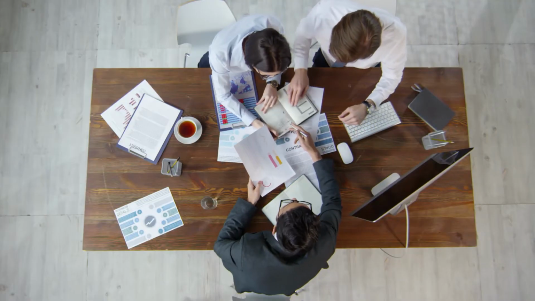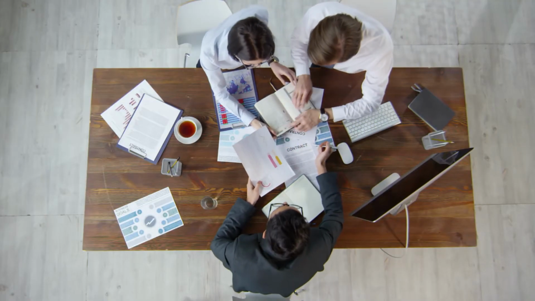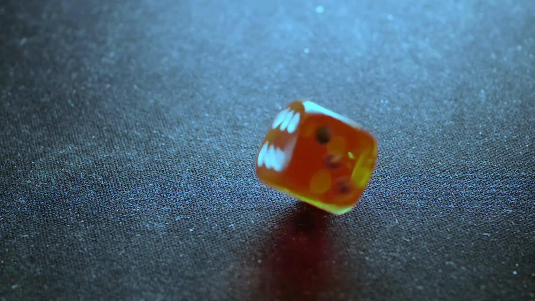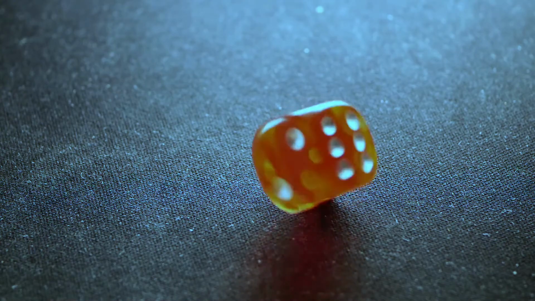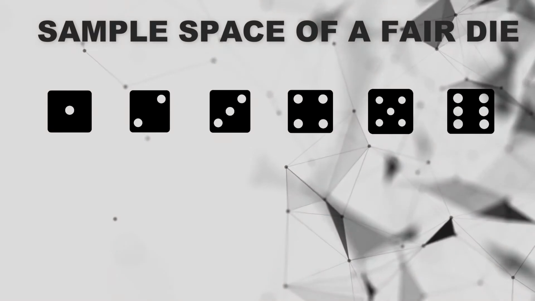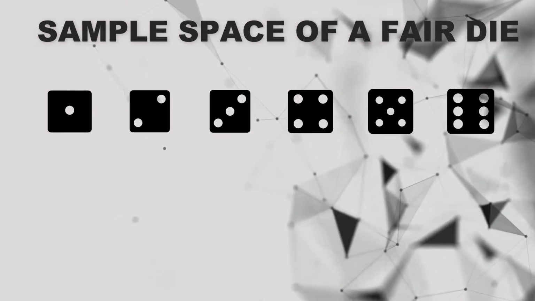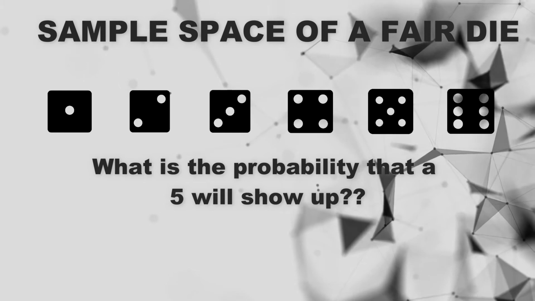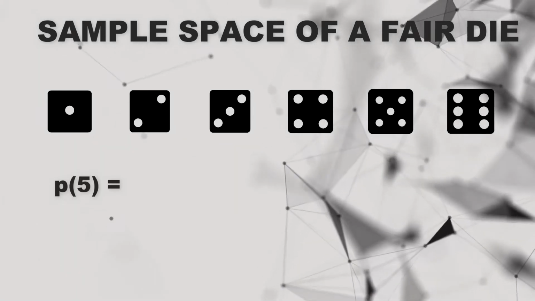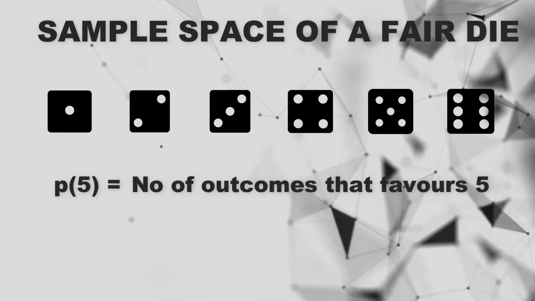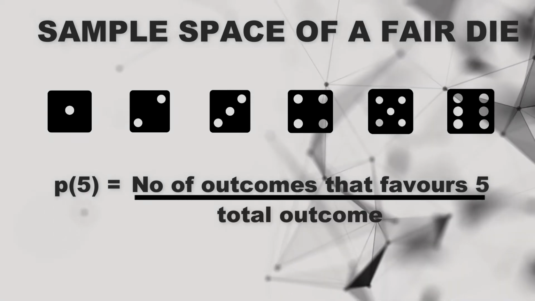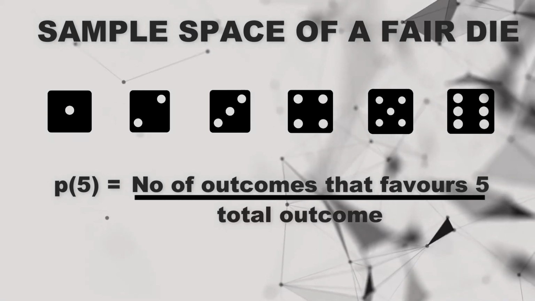Let us try to use a more realistic example here. I'm going to assume the example of me rolling a fair die just once. The possible outcomes of this experiment are 1, 2, 3, 4, 5, 6. And I can decide to ask you this question: what is the probability that a 5 will show up? Now, the probability that a 5 will show up is equal to the number of outcomes in this experiment that favor event 5 divided by the total number of outcomes that we have as a result of this experiment.